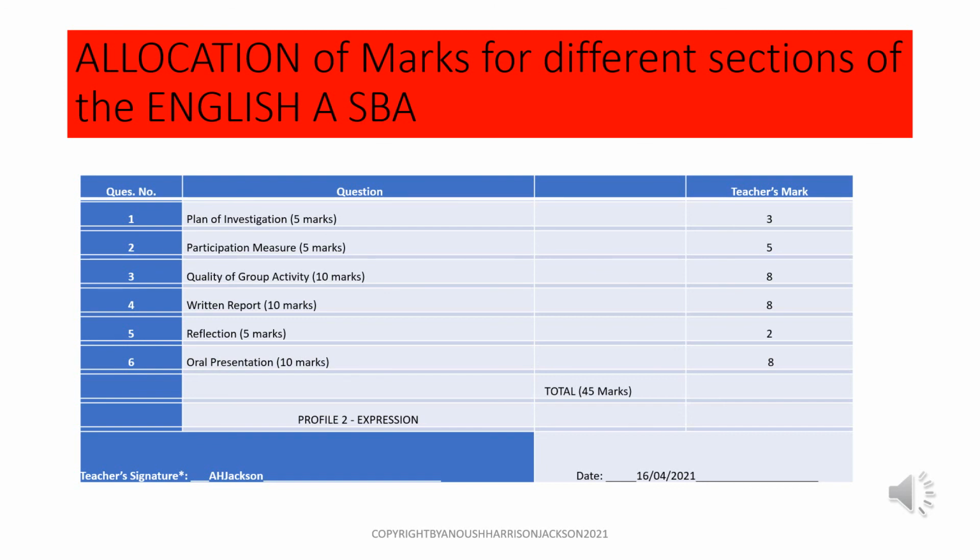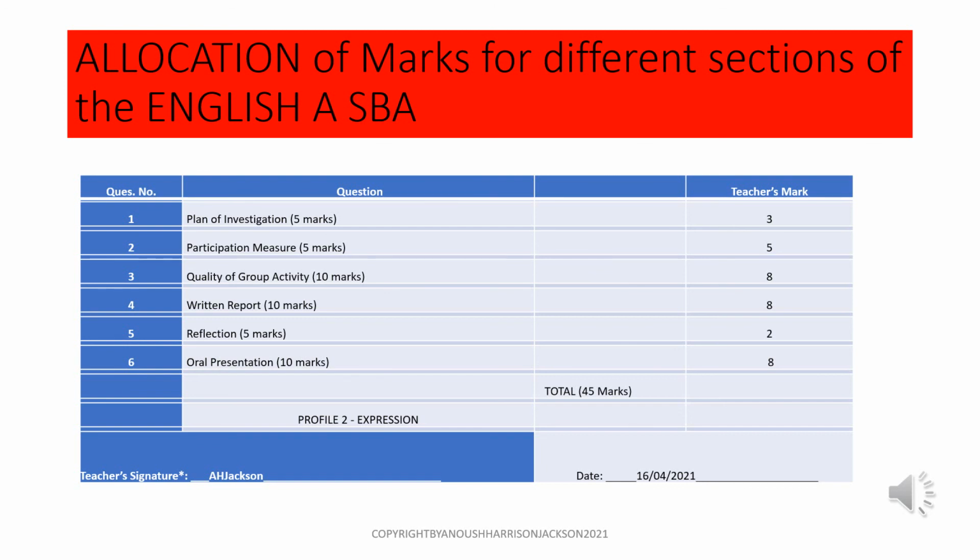Now the plan of investigation, of course, is marked out of 10, but divided by 2, and so that's how they arrive at 5 marks for it. Participation measure, or how well you work as a group, did you know what was required of you, and that is 5 marks. Quality of group activity, 10 marks, okay, right? Again, thinking of group work, an in-depth analysis of you working as a group, and that's 10 marks.